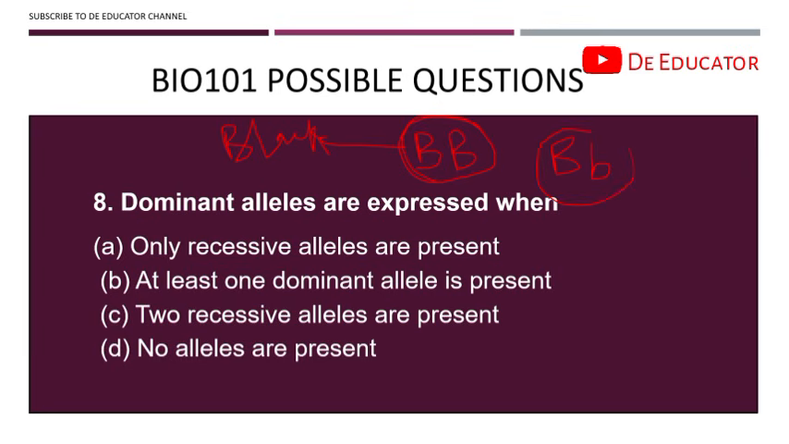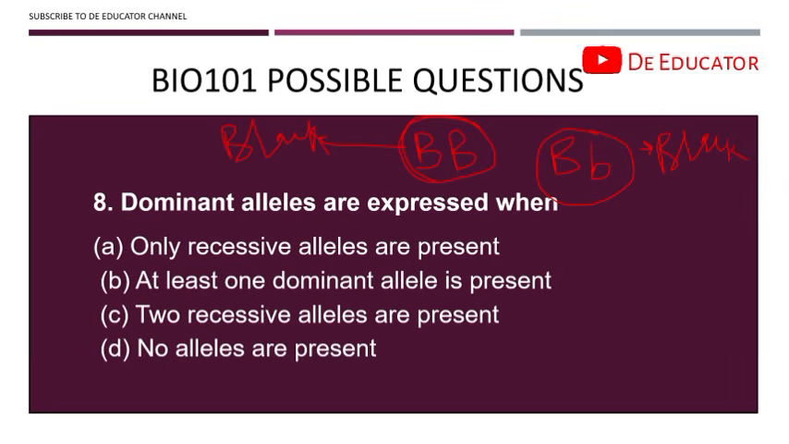What is going to be the phenotype for this one? This one is going to be black, right? So which means that both of them are dominant. So if we have two alleles that are dominant, what will be expressed is still dominant. If we have just one allele, it will still be dominant. Please take note: if you have two alleles, it will be dominant, and even if it's one, it will still be dominant.